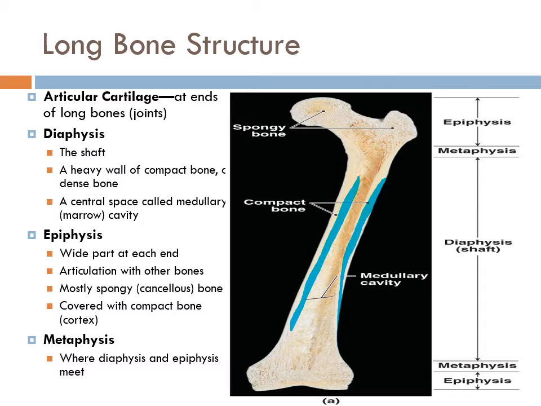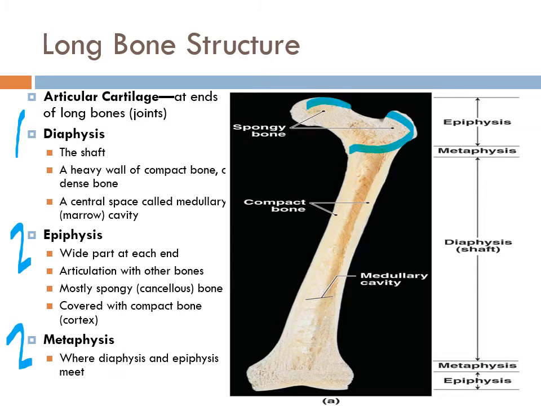Next we have the epiphysis. So the epiphyses are the either end of the bone, so the articulating ends. So on this bone we have two epiphyses, and you will always have two epiphyses in a long bone. So you're going to have one diaphysis, two epiphyses, and two metaphyses when you're looking at a long bone. So the diaphysis is the shaft, and then the epiphysis is going to be the ends. So we have a proximal end up here and a distal end down here. And so those are the epiphyses.